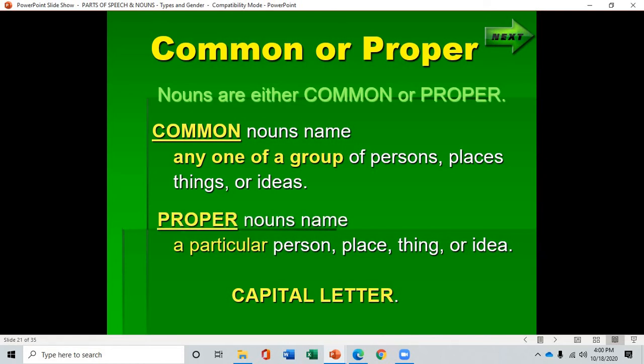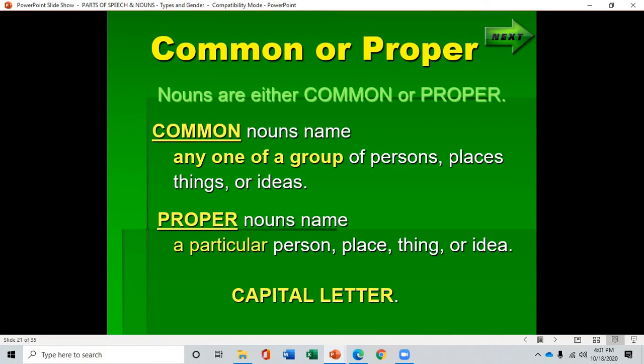Next, proper noun, it's a particular, when we say particular, specific. Okay? So, although you call that person as a man, but if a man has a name like John, so yung John, siya yung proper noun. So, proper nouns name a particular or specific person, place, thing, or idea. And what's good thing about common and proper noun, you will easily distinguish.